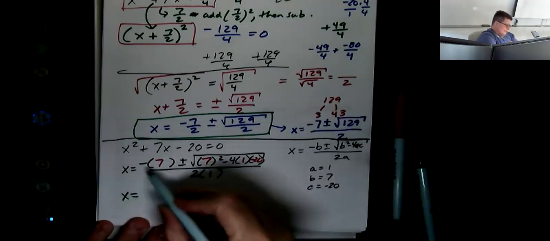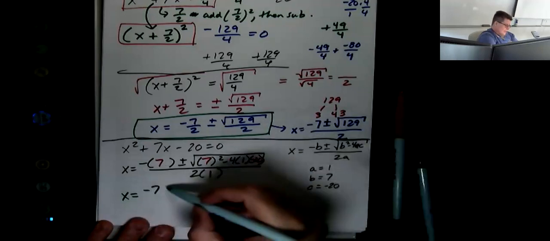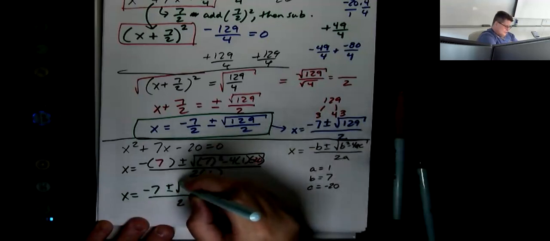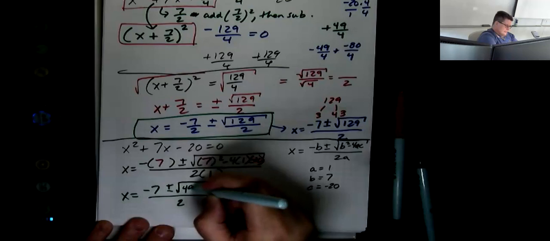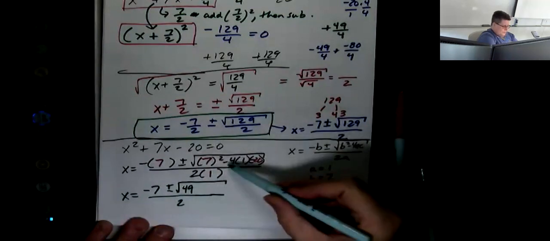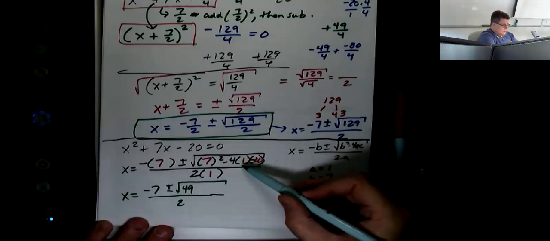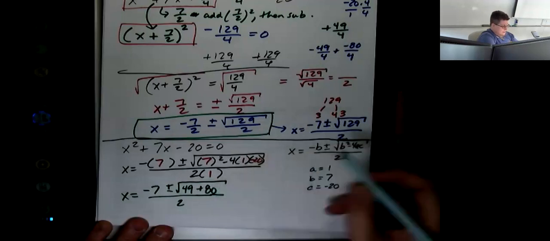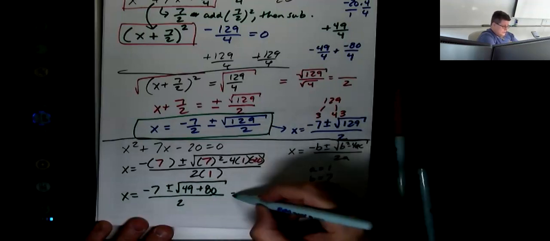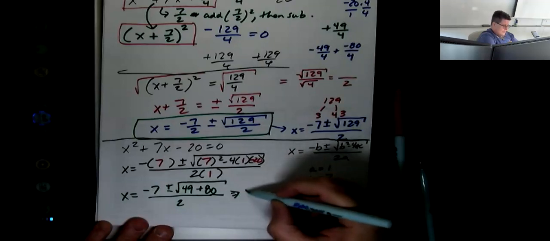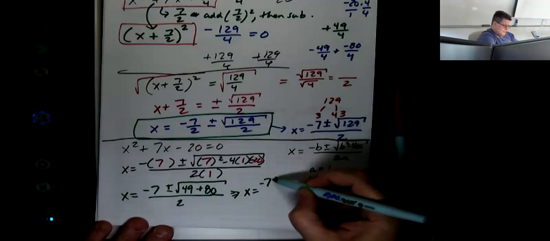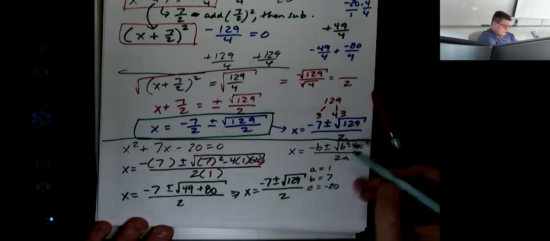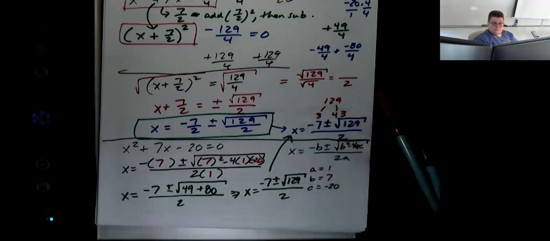So the top, I've got negative 7, that's not changing. I've got the bottom, 2 times 1 is 2. I've got the square root, 7 squared is 49. And then I've got negative 4 times 1 is still negative 4. Negative 4 times negative 20 is plus 80. So if I finish combining them, I get x equals negative 7 plus or minus the square root of 129 over 2. Which is what we got from completing the square.